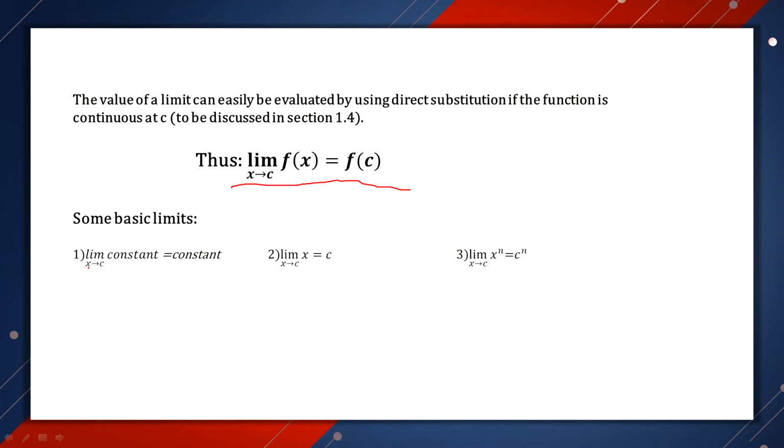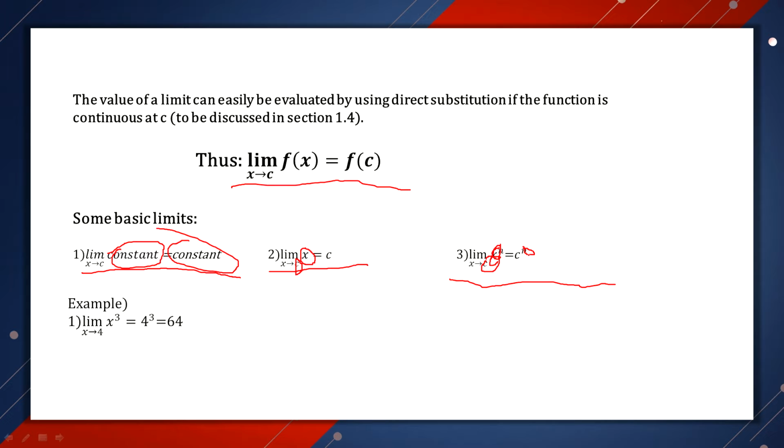First is this function. If here is a constant, then we can get a constant. Second function is like this. If there is an x, then we can just get this value c. And this is the third basic function. If its power is n, then we can also get c, and it has a power of n.